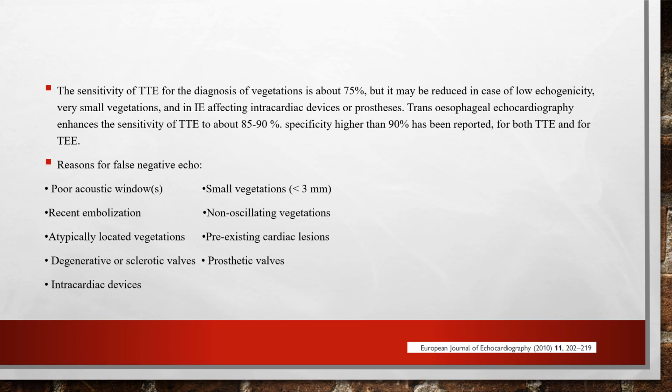When you add TEE to transthoracic echo, it increases the sensitivity to 85 to 90%. Specificity for both transthoracic and transesophageal echo is high, around 90% for both. As I mentioned, we sometimes have false negative echoes, because of poor acoustic windows, vegetation less than 3 millimeters, recent embolization, non-oscillating vegetation, atypically located vegetation, or pre-existing cardiac lesions like calcification, degeneration, or sclerosis, or the presence of a prosthetic valve or intracardiac device. All these are reasons why sometimes you have a false negative echo, and you should always think of repeating echo whenever you have a high suspicion of infective endocarditis.